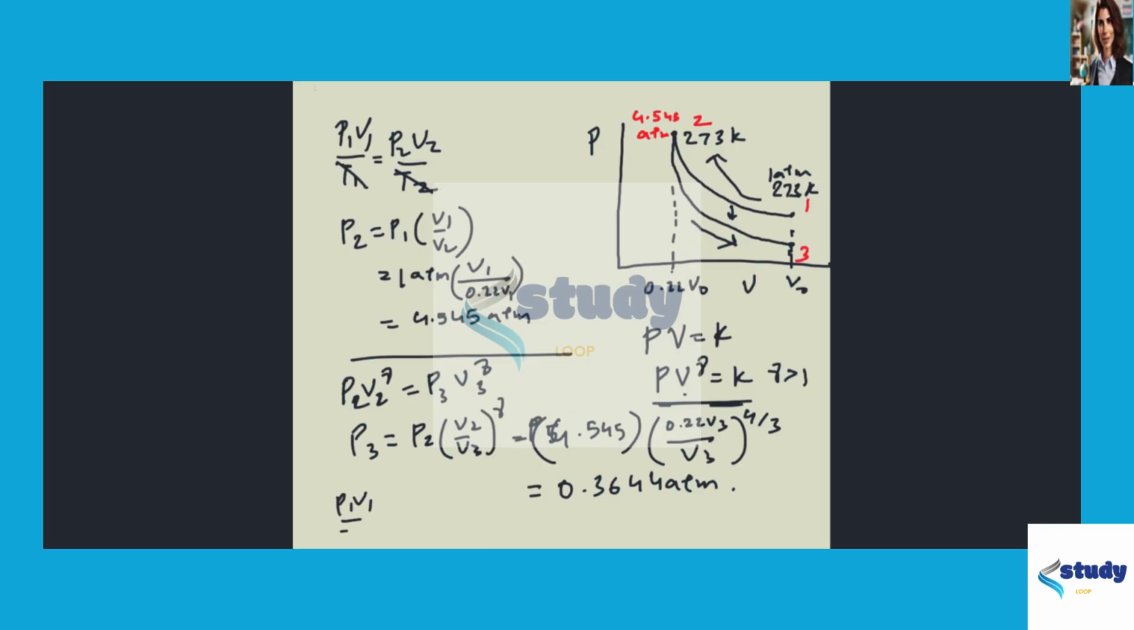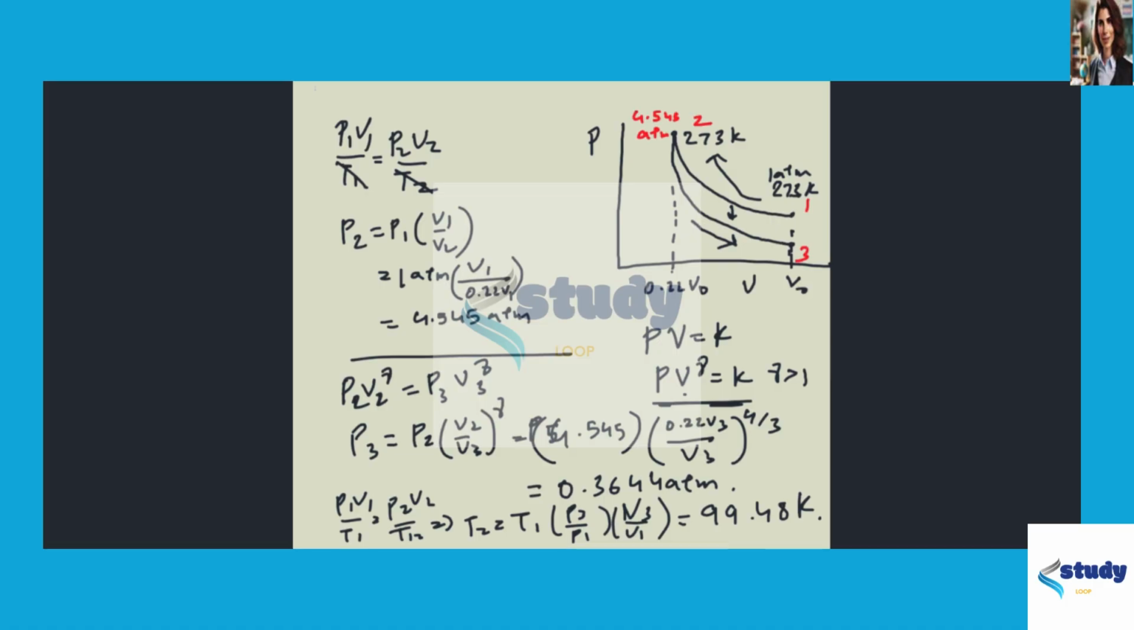Using this, we can find the temperature too. We know that P1 V1 by T1 is equal to P3 V3 by T3, which means T3 is equal to T1 times P3 by P1 and V3 by V1, which gives us 99.48 Kelvin.